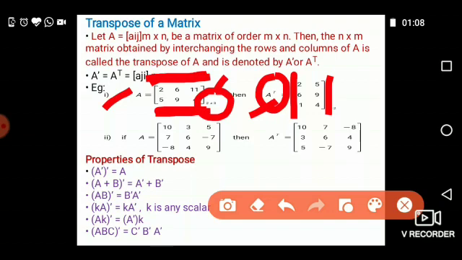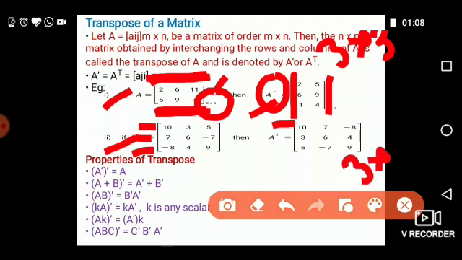Another example: if A is equal to a matrix of order 3 cross 3, the first row elements are 10, 3, 5, the second row elements are 7, 6, minus 7, and the last row elements are minus 8, 4, 9. Then A to the power T can be written as a matrix that is also of order 3 cross 3. The transpose of A is also 3 cross 3 because the same number of columns and rows are given here.